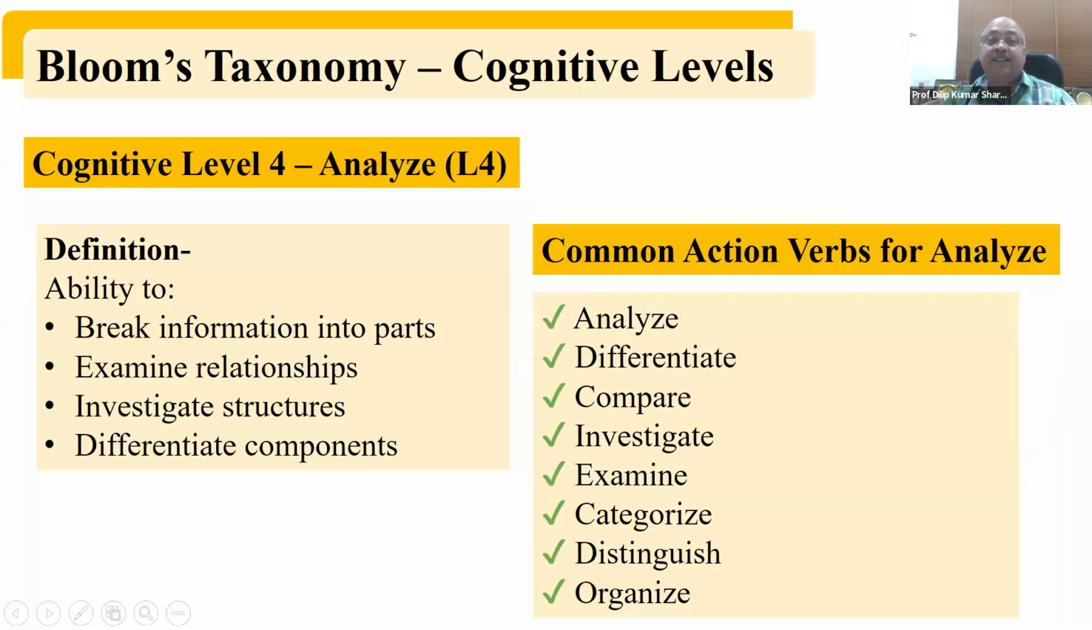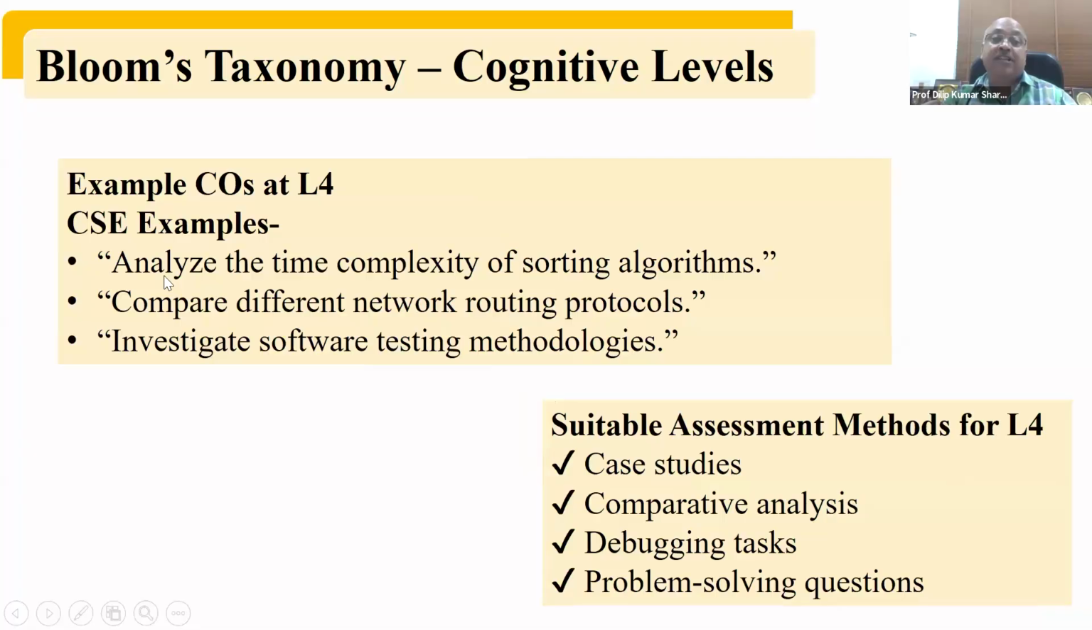Then we have the next cognitive level, analyze. So the ability to break information into parts, examine relationships, investigate structures, differentiate components. Now the common action verbs for analysis are analyze, differentiate, compare, investigate, examine, categorize, distinguish, organize. You can see some examples: analyze the time complexity of the bubble sort algorithm with, say, the binary search algorithm. Compare the different network routing protocols. Investigate black box and white box testing methodology, like that.